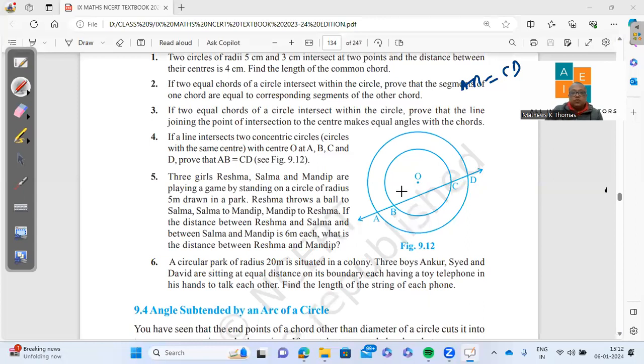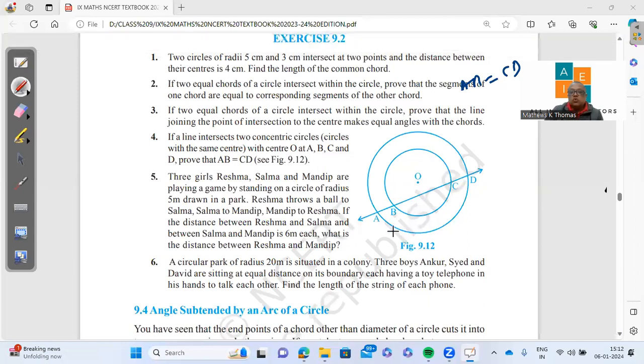We have question number 4. If a line intersects two concentric circles, these are concentric circles. Now, what is the meaning of concentric circle? One circle inside the other. So the center is the same, but the radius is different. So this is a concentric circle. We have to prove that AB equal to CD.